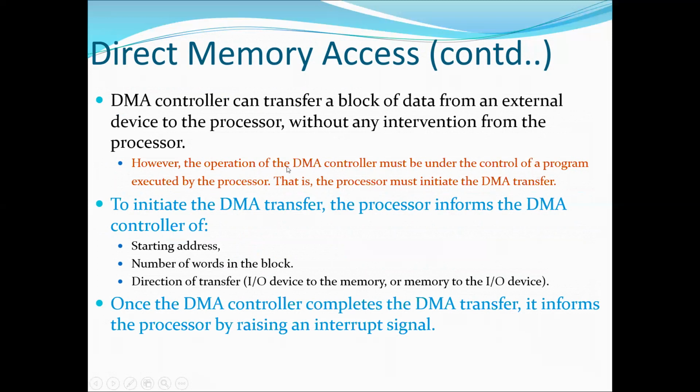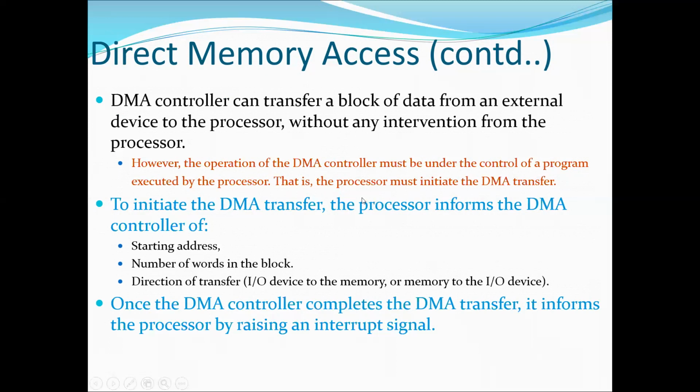However, the operation of the DMA controller must be under the control of a program executed by the processor. So the operation of this DMA controller is under the control of a program executed by the processor. DMA may transfer the data independently, but it is controlled by the program executed by the processor. So the processor initiates the DMA transfer. The processor will initiate the transfer and give control to the DMA for the huge data transfer.